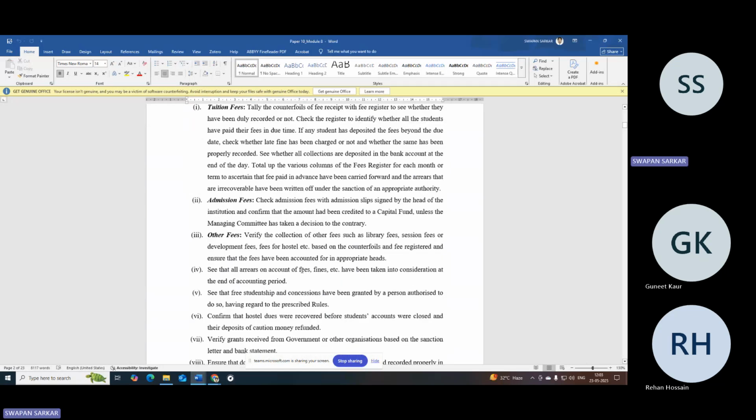Other fees. Verify the collection of other fees such as library fee, session fee, development fee, fees for hostel, etc., based on the counterfoil and fee register, and ensure that fees have been accounted for in appropriate heads. Next, see that all arrears on account, such as fee arrears or fines arrears, have been taken into consideration at the end of the accounting period.